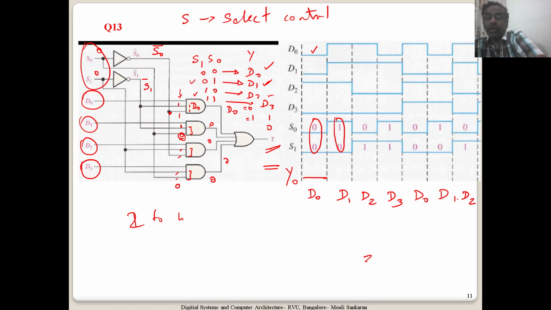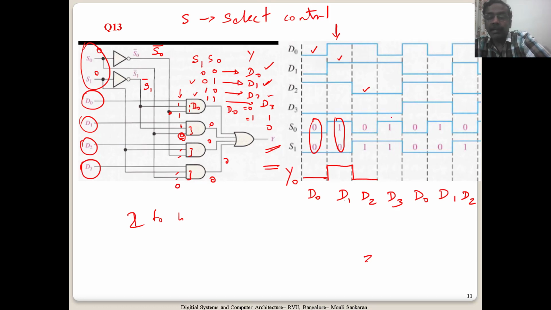Once you write these things, it is easy to find out at this particular instant whatever is the value of D0 or D1 or D2 or D3 that will come out. Now at this moment, whatever is the value of D1 should come out. What is here at D1? This is 1, so this output will be 1. It is going to follow D1 at this point in time. Then I am choosing the control signal to choose whatever is in D2 to come out. Now what is in D2? This is D2, so let me tick here. D2 is 0, so it is going to be 0.